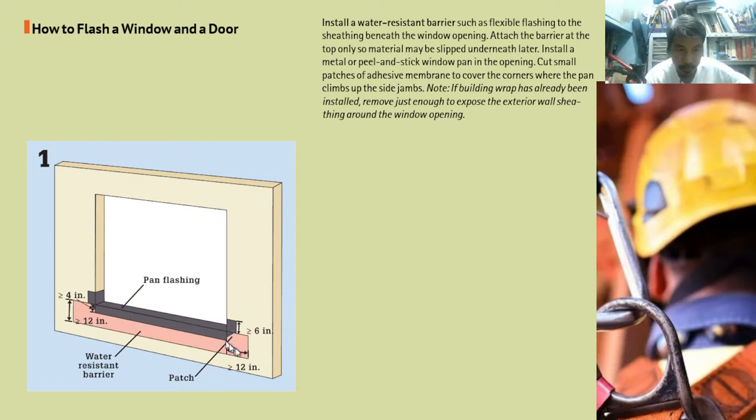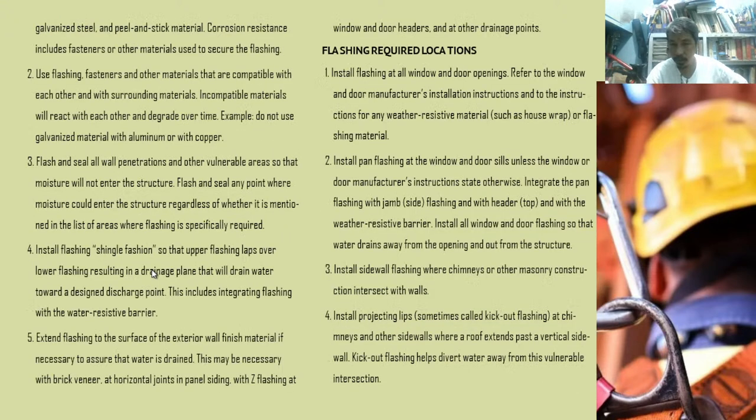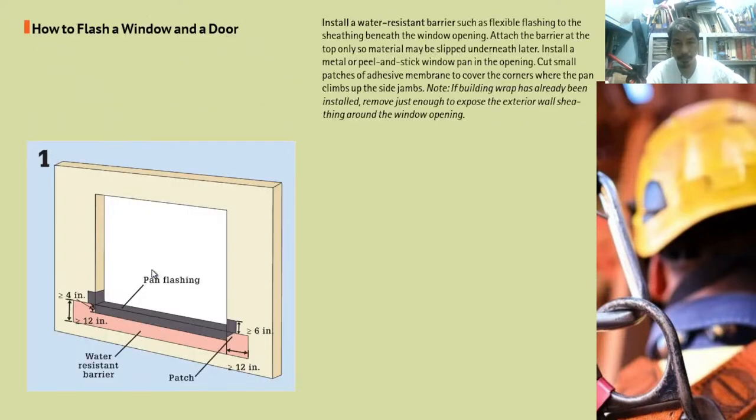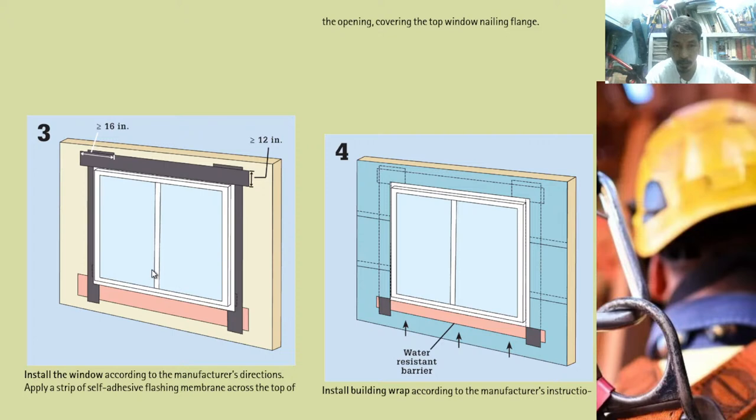Window flashing. Okay, so water resistant barrier, pan flashing. But pan flashing is just like here. This can be kick out flashing inserted between the underside of the roof covering layer. Okay. Similar to this, the pan flashing. Okay, so we have what? Cut strips of self-adhesive flashing membrane and apply them to the wall at each side of the window opening. So for sealing. So install the window according to the manufacturer's instructions and so on.